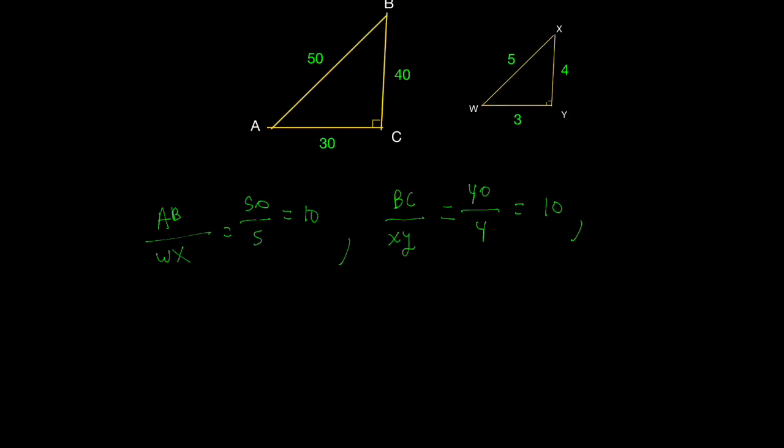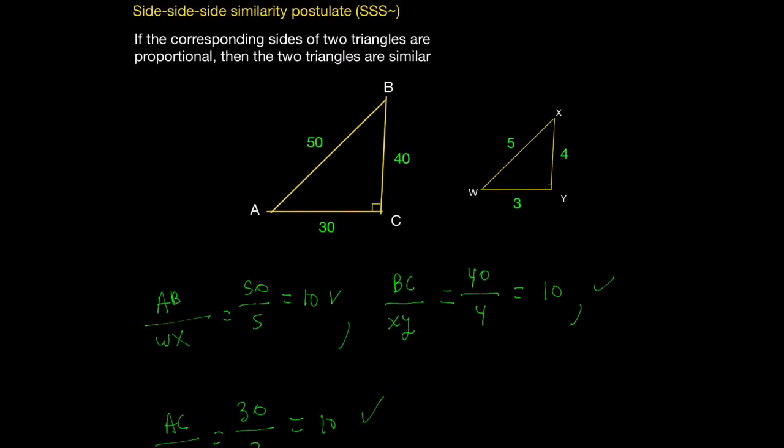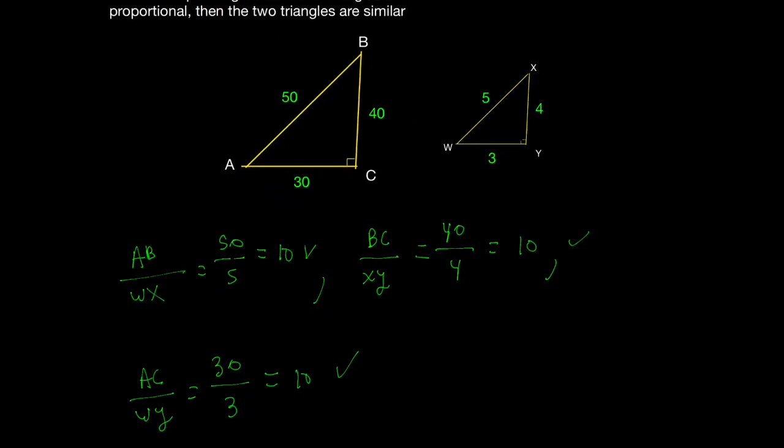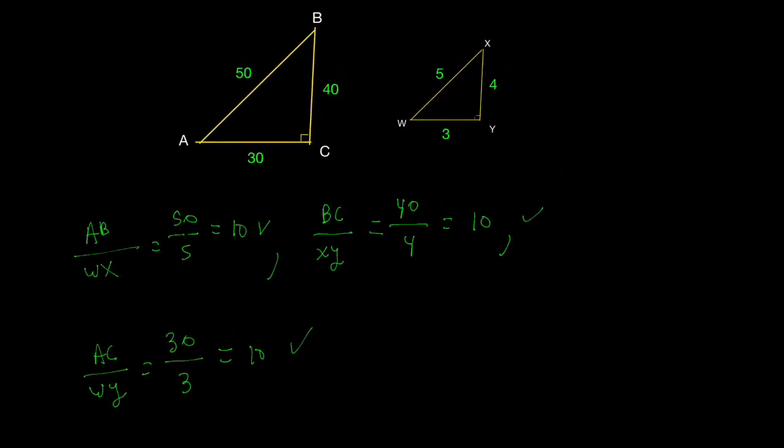So here we have AC, and that corresponds to WY. So let's get AC and divide it by WY. AC is 30, WY is 3, 30 over 3 is 10. Check, check, check. And that verifies this criteria that the corresponding sides are proportional. Since they're proportional, we can claim that these two triangles are similar.